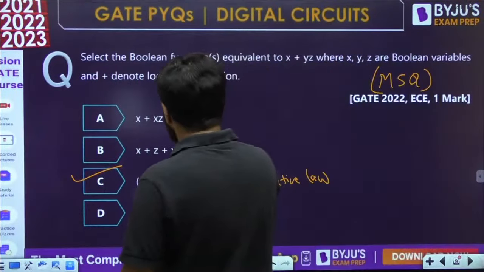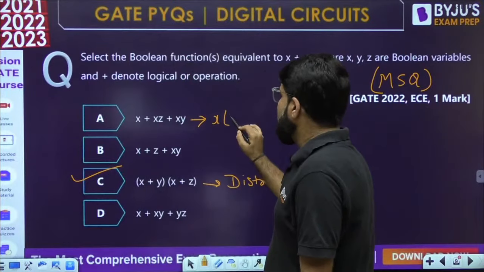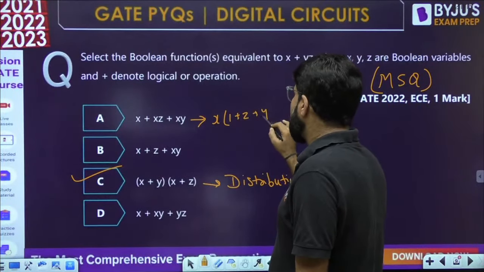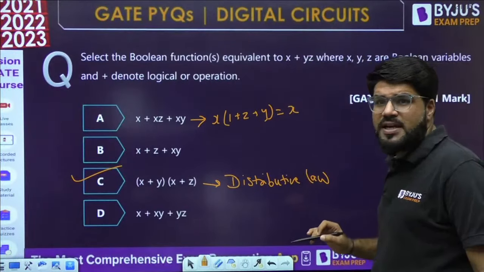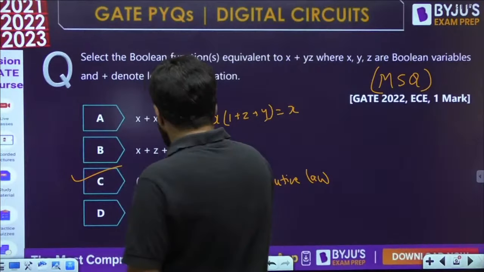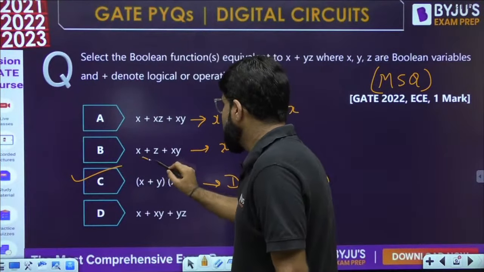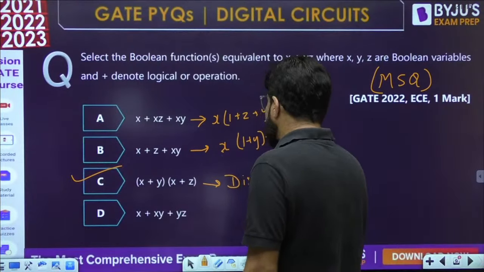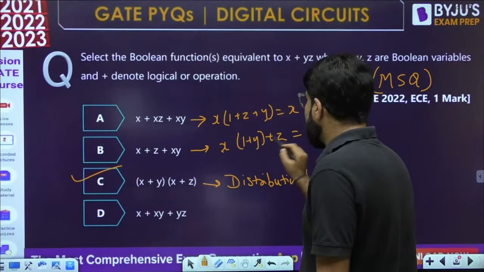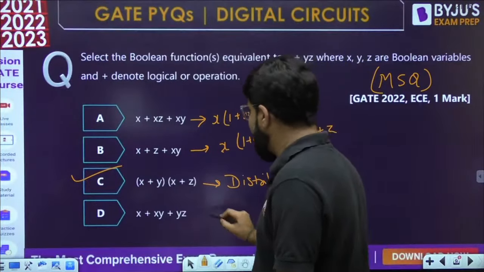Now, in option number A, if you want to try, only x can be common. If you take x common, 1 plus anything is 1, so this is equal to x. That is not equivalent to x plus yz. Now in option number B, x is common from these two terms. So x into 1 plus y, plus z is coming. But 1 plus y is 1, so it is x plus z. That is also not of my interest.